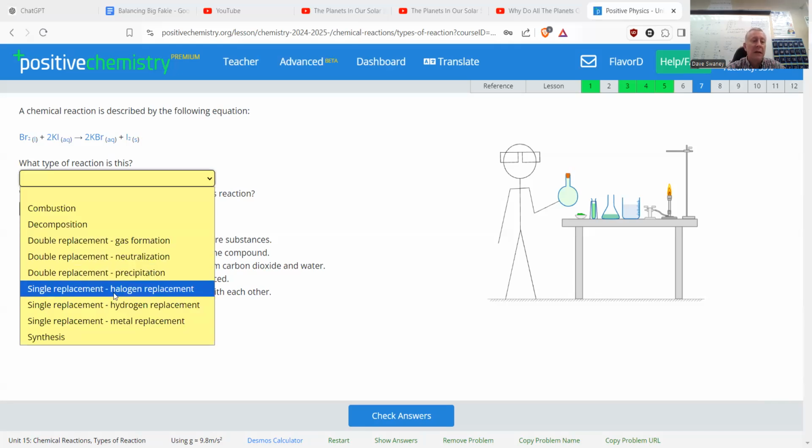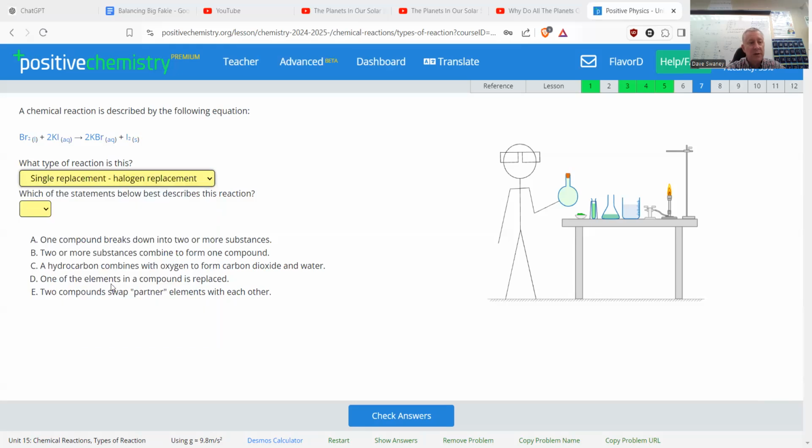And those are halogens. If you look at the column that Br and I are in, those are halogens. So I don't know that that's important, but anyway, if they want to be super picky, it's halogen replacement.